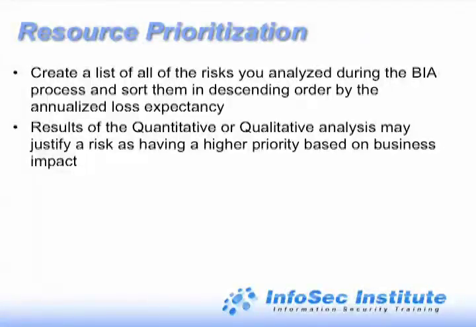Okay, resource prioritization. Creates a list of all the risks you analyzed during the BIA process and sorts them in descending order by the annualized loss expectancy. The result is a quantitative or qualitative analysis. This may be justified: a risk having a higher priority on the business impact.